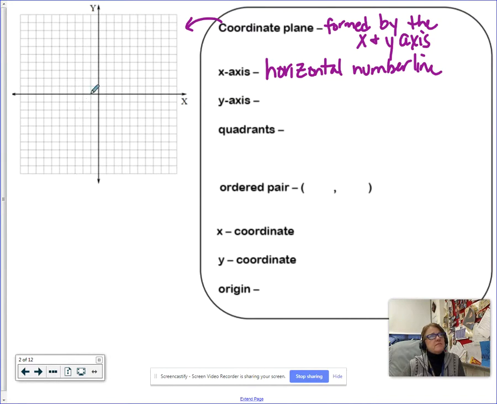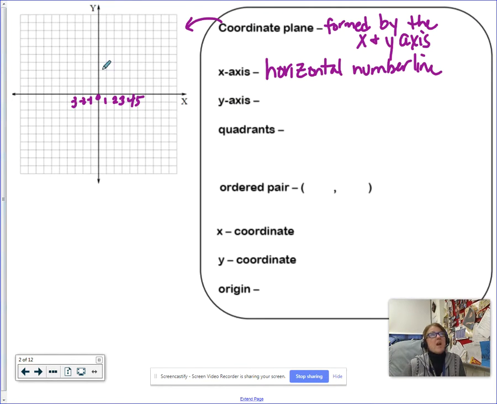Zero's in the middle, right here. And then each one of these would go to the right with positive numbers and to the left with negative numbers. And in this case, if I'm assuming that our scale is just going by ones, you could number it like this: 0, 1, 2, 3, 4, 5, -1, -2, -3, and so on.